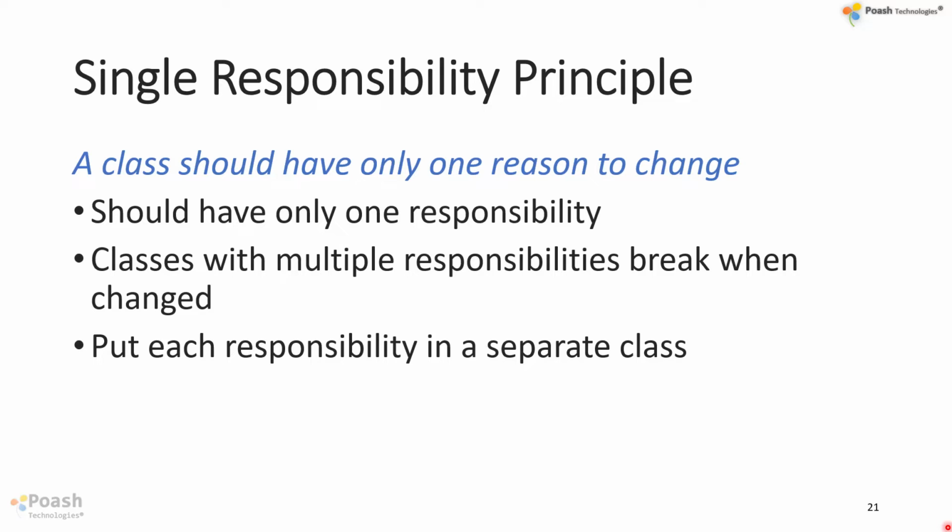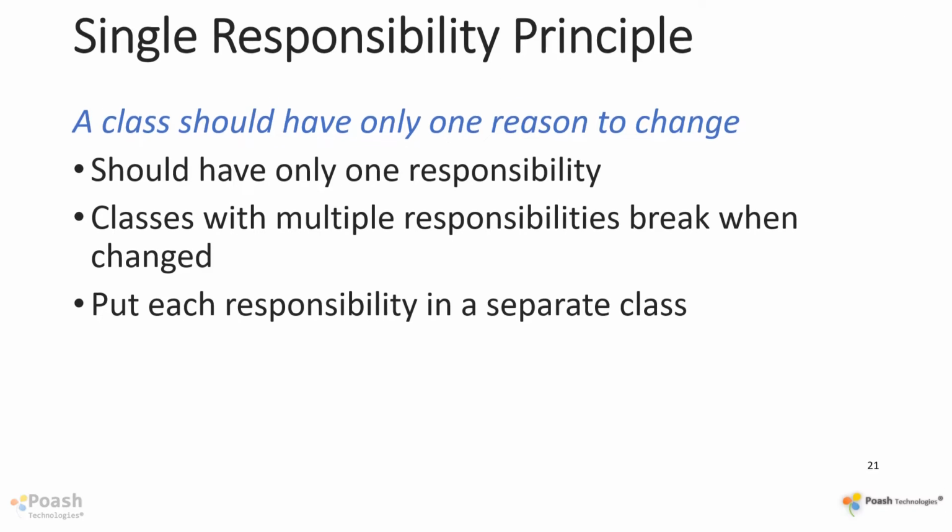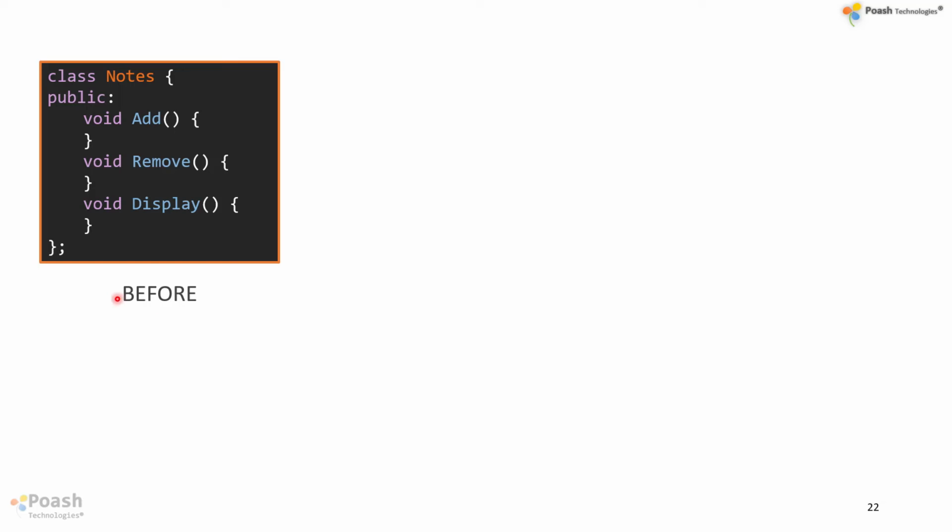Classes that have multiple responsibilities are difficult to modify and may break when changed. That is why, to avoid these issues, you should put each responsibility in a separate class. In this example, there's a class called notes. It stores notes which can be simple text. I have just shown the skeleton of the class here.